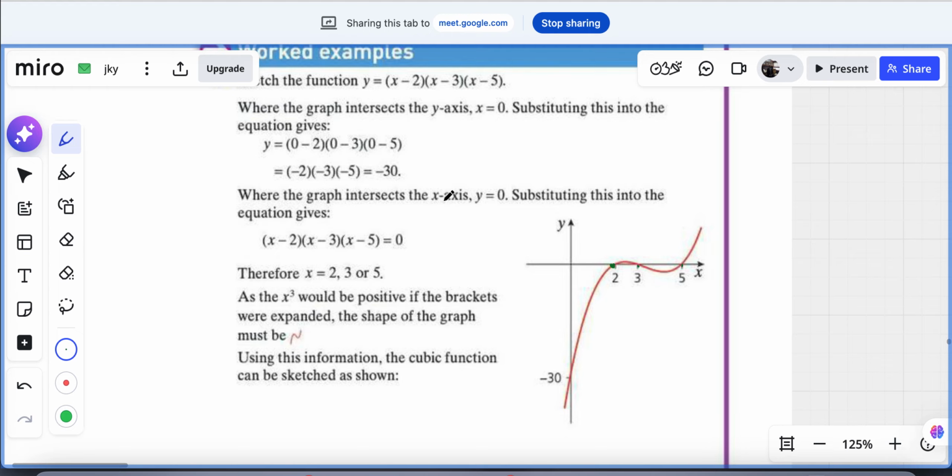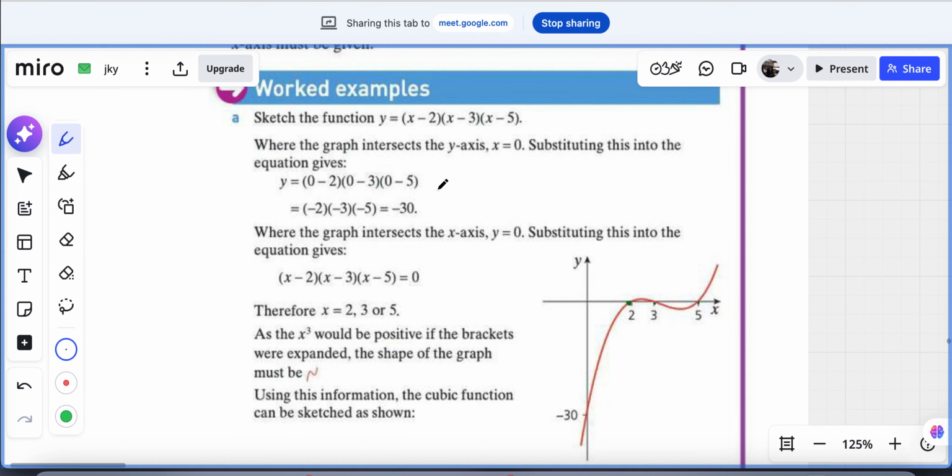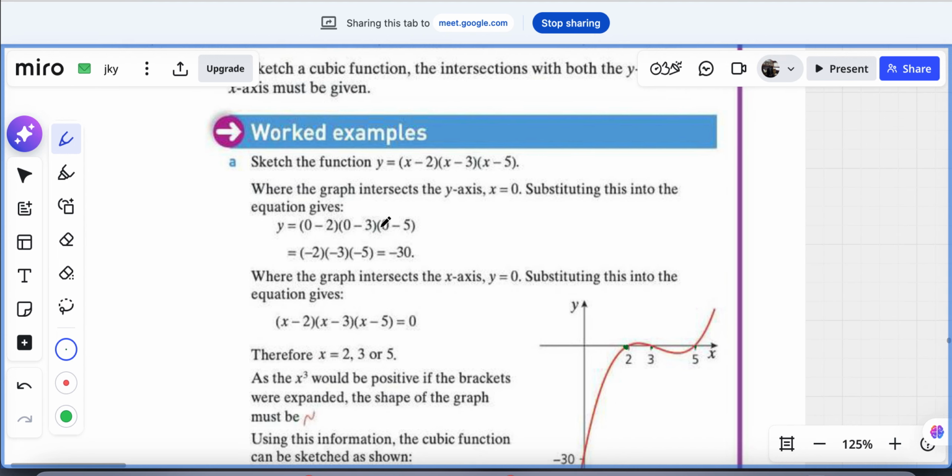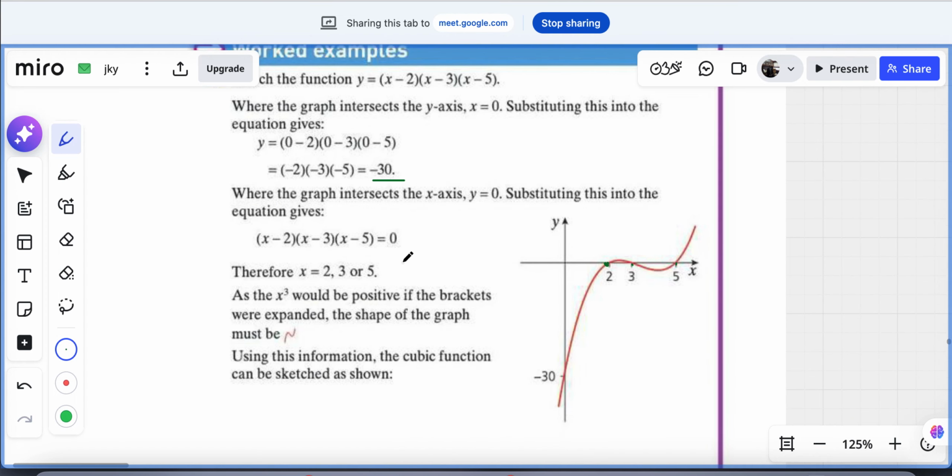Then when x is 0, what is y? You must find that one also. When x is 0, when you put 0 for x, what will be the value of y? You have to calculate. Okay? What will be the value of y when x is 0? We get negative 30. x is 0, you put 0 here, 0 minus 2 times 0 minus 3 times 0 minus 5. So you get minus 2 times minus 3, that's positive 6, times minus 5, you get negative 30. So you trace x is 0, you trace it to y is negative 30. You trace it here, okay, you put a point there.